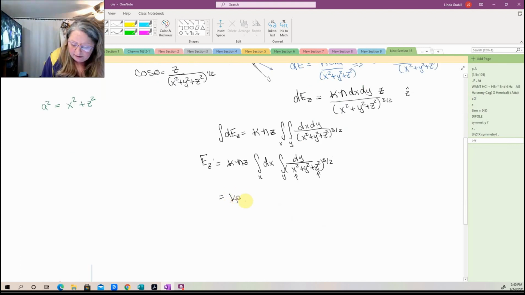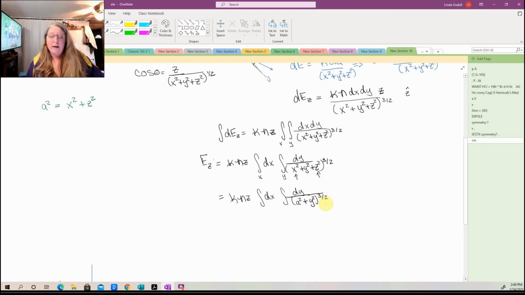It's e to z times the integral dx times the integral of dy over a squared plus y squared to the 3/2. Perfect. Now we're going from negative infinity to infinity, but one of the things that we can do to make life easier is to go from 0 to infinity. And if I'm going to do that, then I just multiply my integral by 2. So let's pull that out here. There's my 2.